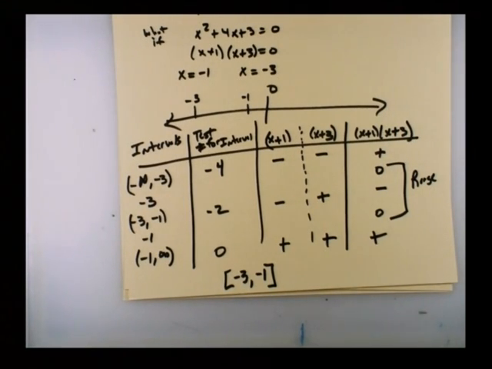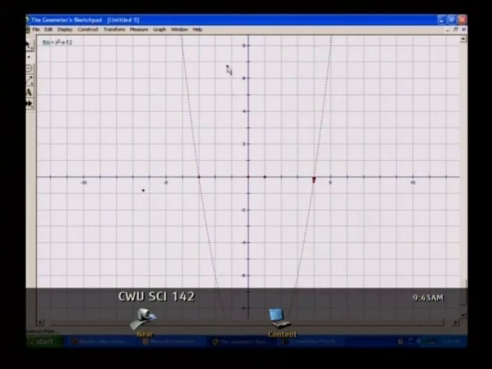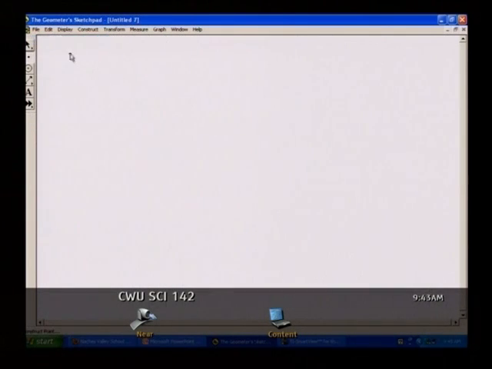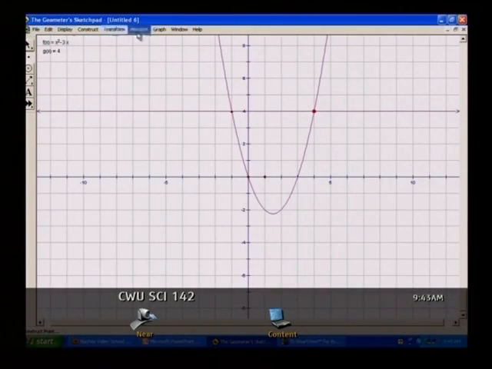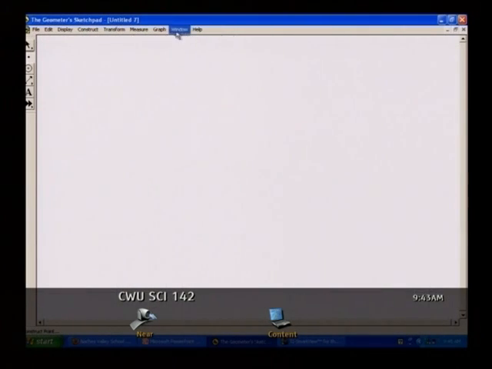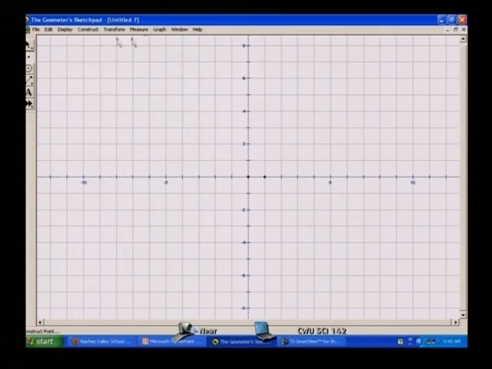Now, to give you an option of checking your work, we're going to take a look at the graph, or the graphing calculator for this. Let's bring up a new sketch. Did I already sketch this one? Nope. Let's graph this one up. Go ahead and take out your calculator.